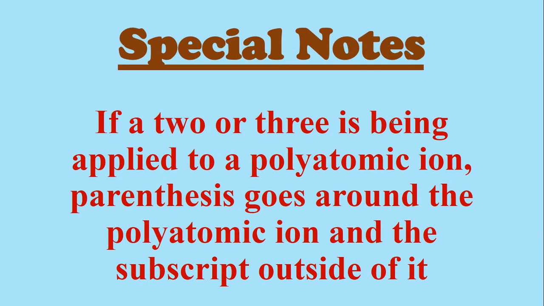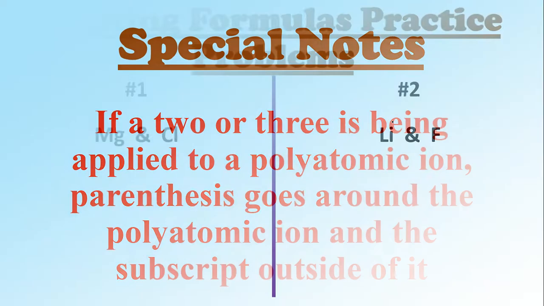Special note: when a 2 or 3 is being crossed down to a polyatomic ion, the polyatomic ion has to go around a parenthesis, and that little number goes on the outside of the parentheses. We're going to do a bunch of examples so you can see what I mean.